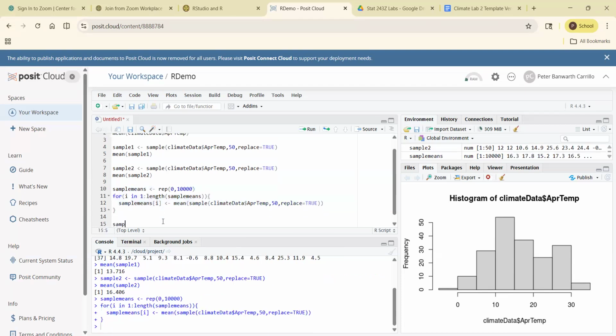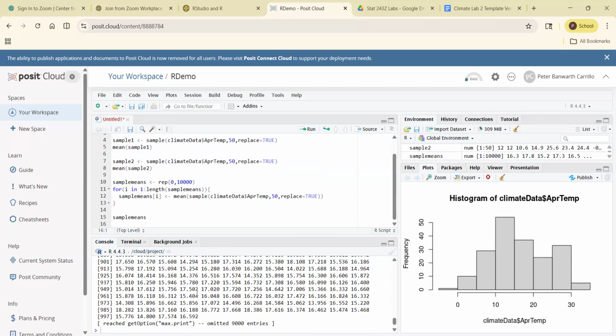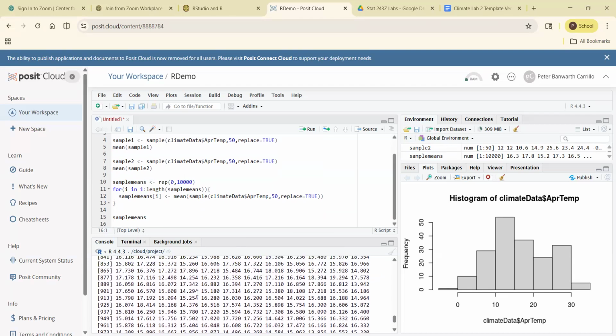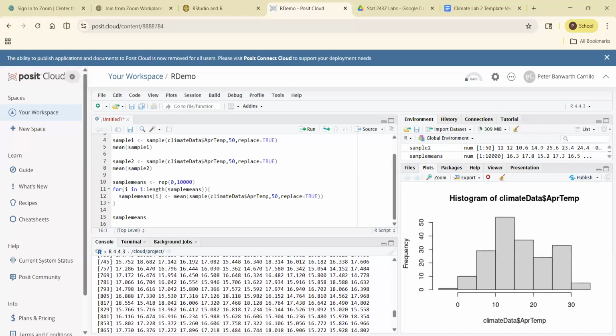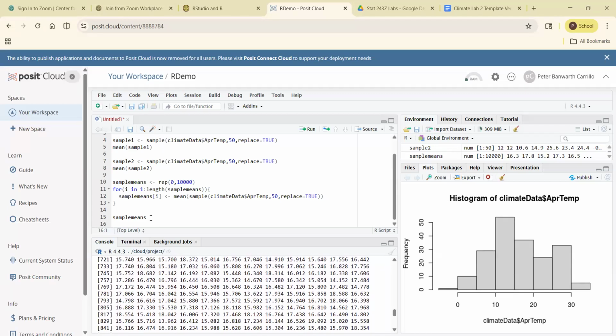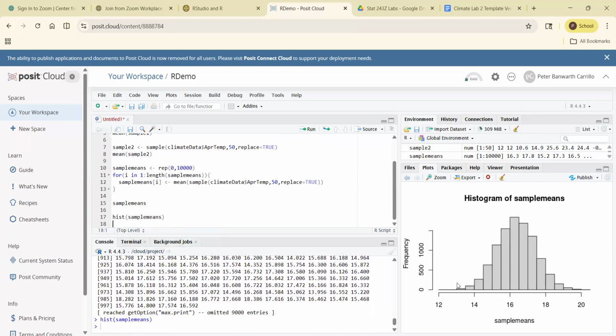Let's take a look at the raw list of sample means. There's a whole bunch of numbers, but guess what? A lot of those numbers are pretty close to 16.3. Some of them are farther away, but most of them are pretty close. Let's look at that histogram of those sample means. And what do you know? It's almost a perfect normal distribution.